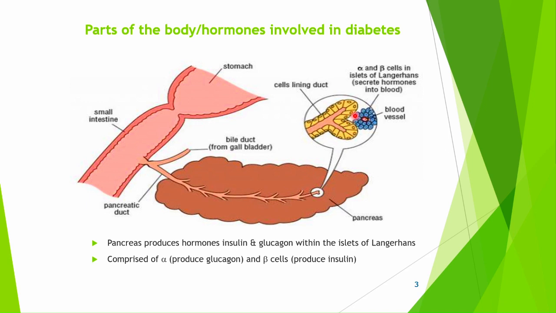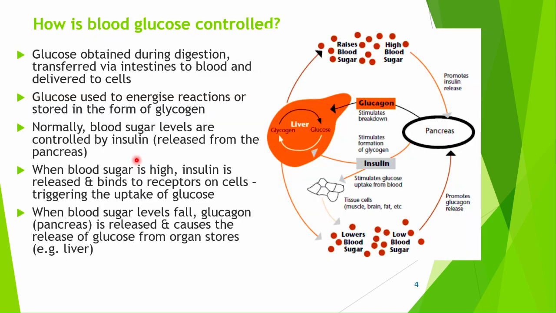The picture is showing that in the gland we have alpha and beta cells in the islets of Langerhans that secrete the hormones into the blood. So there are two types of hormone released by the pancreas: alpha cells produce glucagon and beta cells produce insulin, into the bile duct, then into the small intestine for digesting the blood glucose.